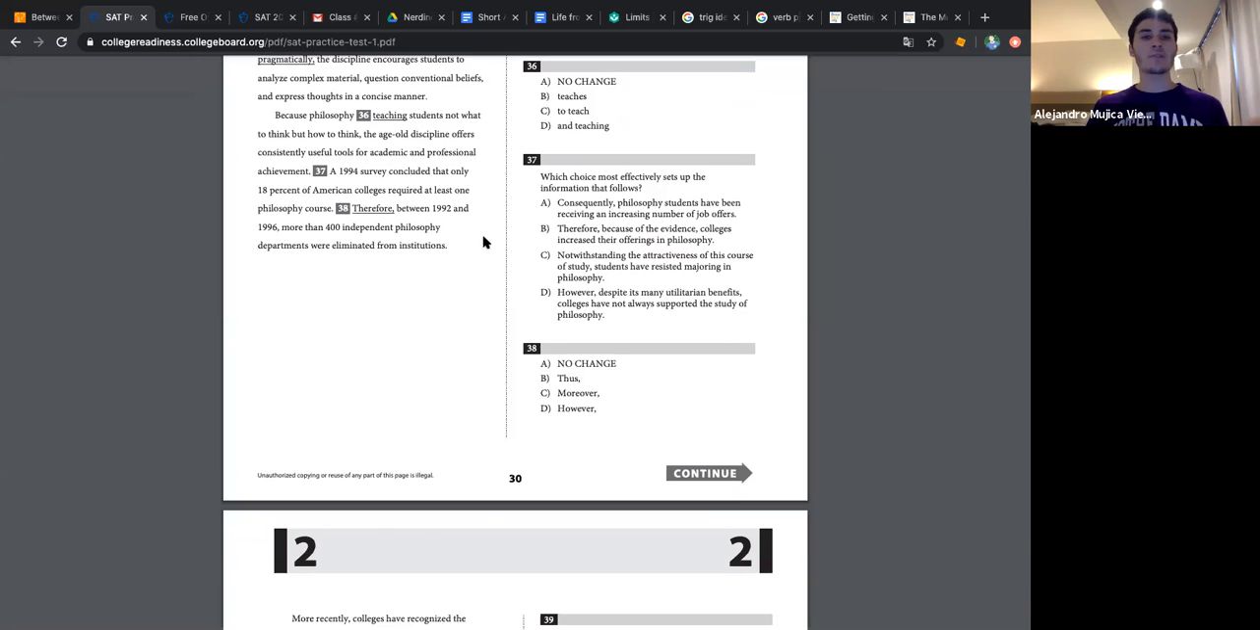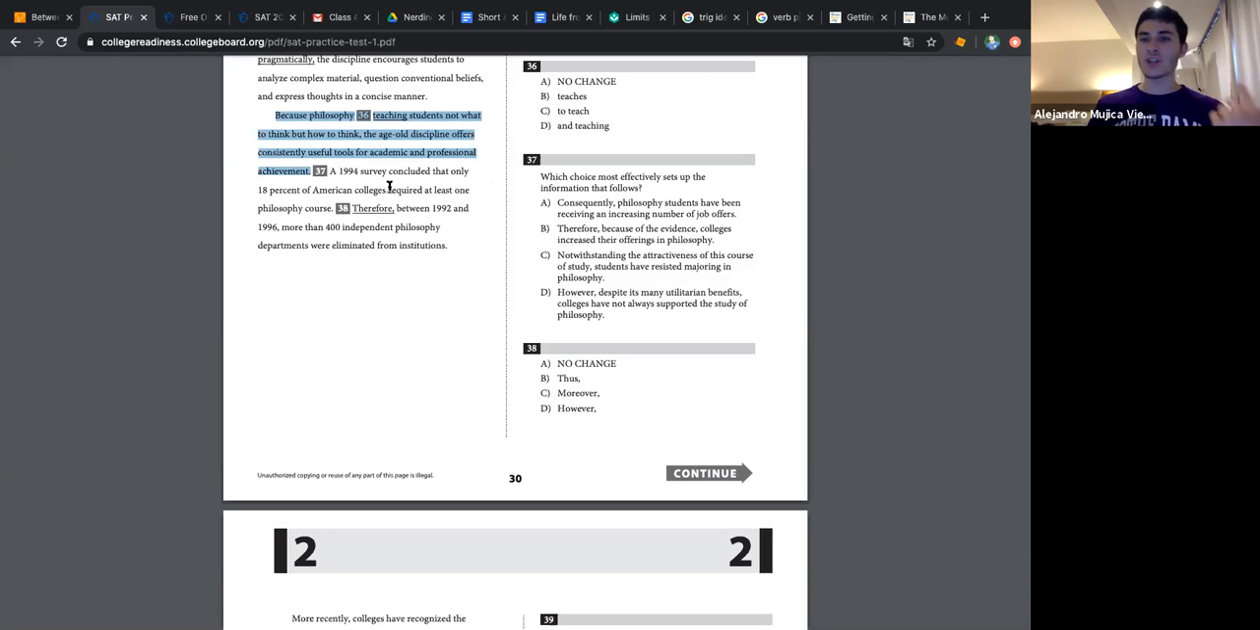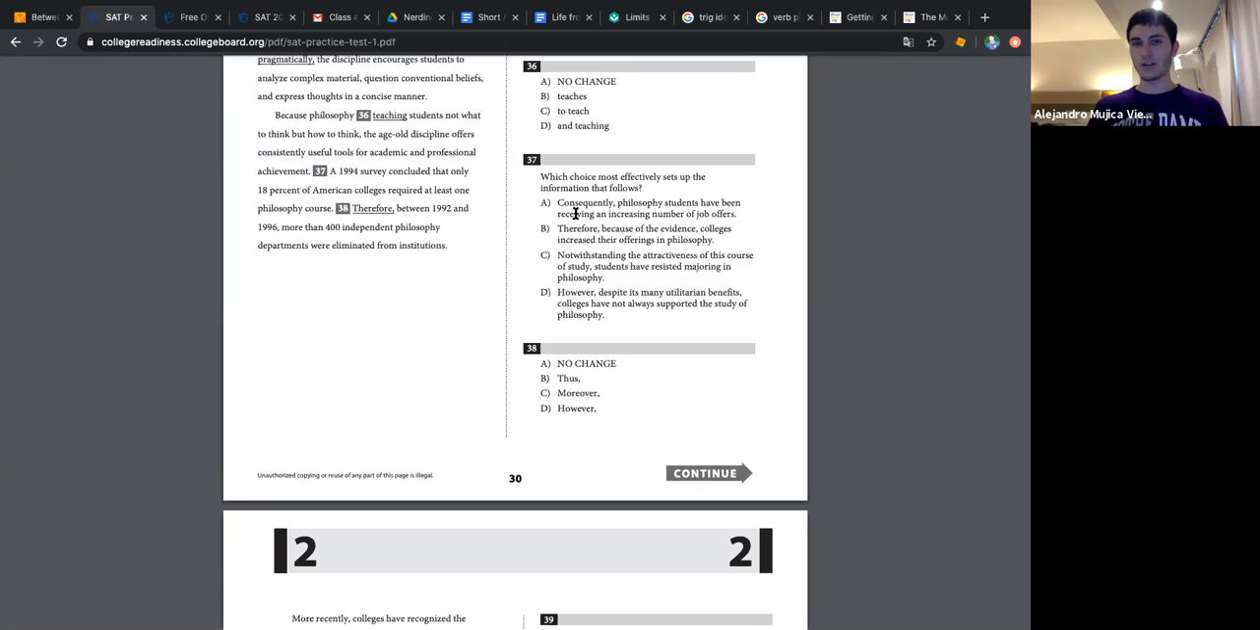Then we have to think about how to think. Blah, blah, blah. A 1994 survey concluded that 18% of American colleges require at least one. So let's look at this. This is talking in very positive terms about philosophy, right? About all the things it offers, the useful tools, what it teaches, not only this, but also that kind of thing. And then this says that only 18% of American colleges require at least one philosophy course. So this is sort of like a contrast theme that we're having here, right?